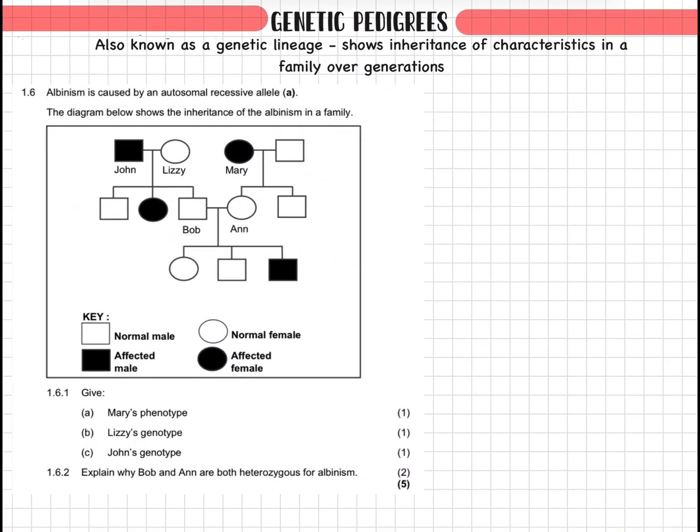It says albinism is caused by an autosomal recessive allele, which means it is carried on the autosome. Here we have individuals that are named and some aren't. But first things first, we start with the number of generations, which is 3. From there we know that the ones that are not shaded are normal and the ones that are shaded are affected. Because albinism is controlled by a recessive allele, we know that all that are shaded, they are homozygous recessive.